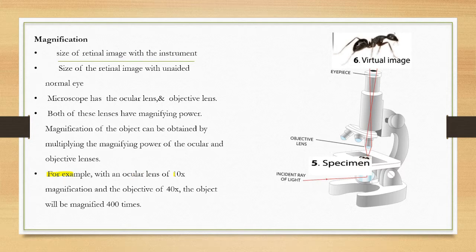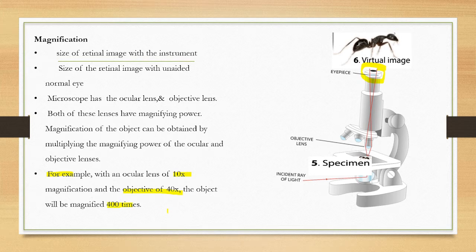with an ocular lens of 10x magnification and an objective of 40x, the object will be magnified 400 times. So this is the ocular lens, which has a power of 10x. The x stands for the actual size of the image. So 10x means it makes the specimen 10 times larger. And the objective lens 40x means it makes the object 40 times larger. So the whole magnification is 10x into 40. That means 400 times.